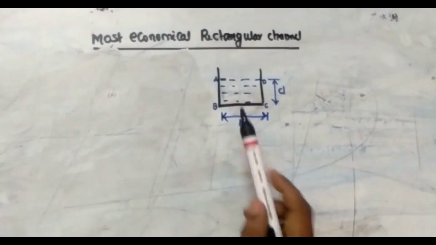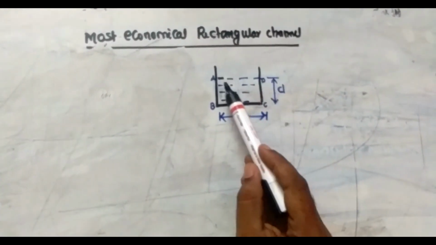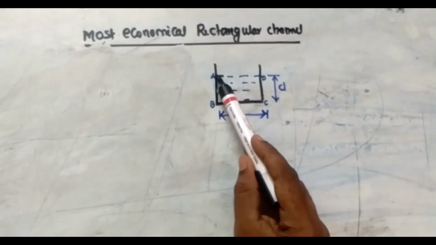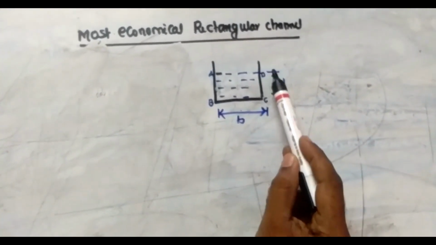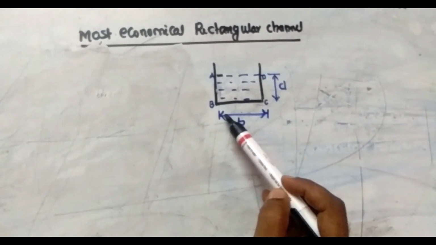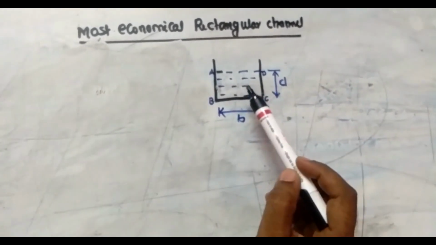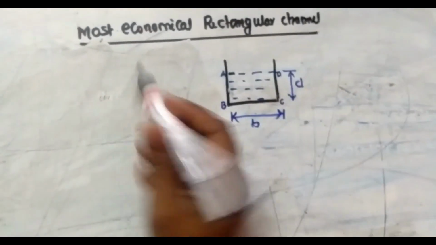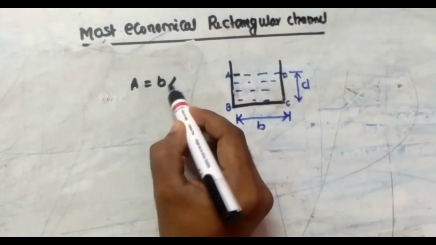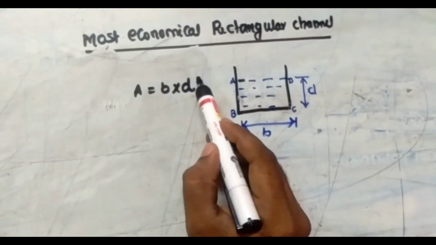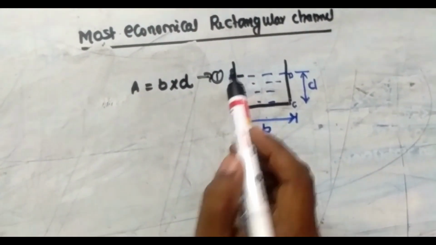So here is one rectangular channel. The wetted surface is the part in close contact with the water, these sides AB, BC and CD. This is depth D and this is breadth B. So what is the area of this? Area is equal to B into D. We can take this as equation 1.